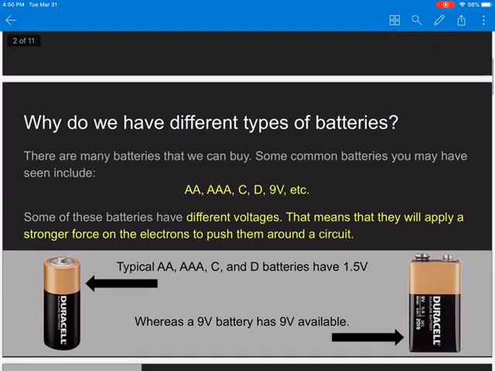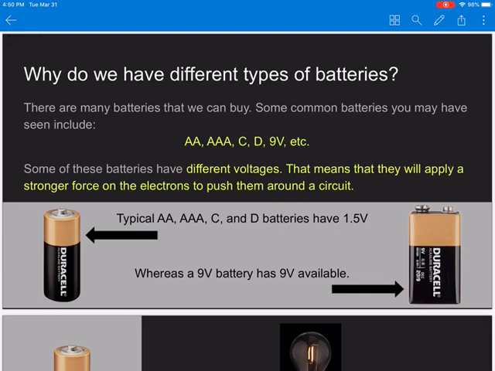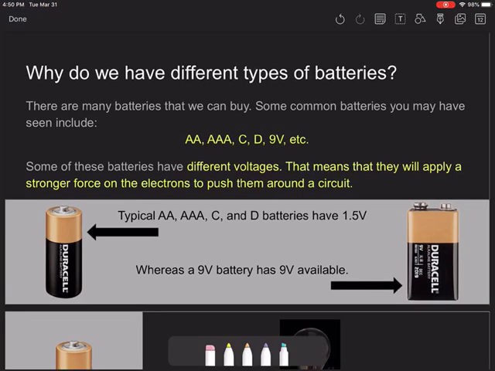So before we start, we're going to talk about different types of batteries. There are tons of different types of batteries you could buy. If you go to the store, you might see AA, AAA, C, D, 9-volt batteries. Then you also see watch batteries and things like that. Some of those batteries have different voltages, right? If you look on the label itself, you might see what the voltage is.